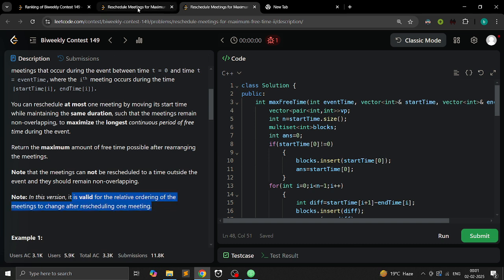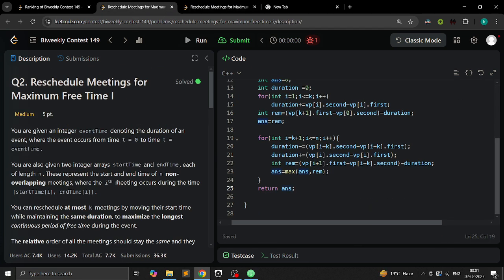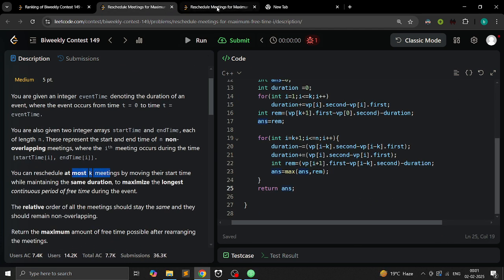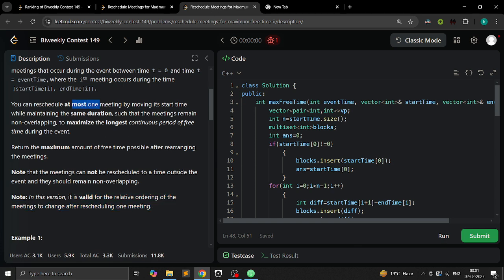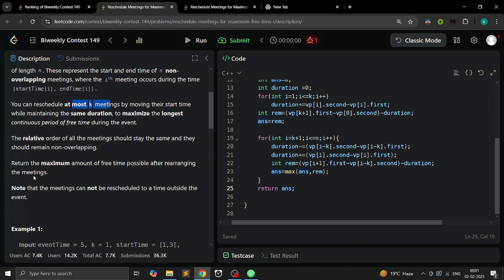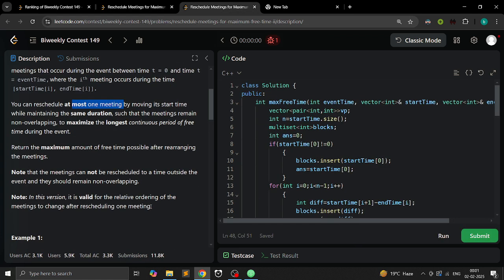If we compare with the previous problem, there we were allowed to change at most k meetings. Here we are allowed to change only one meeting, but the main change is that there the relative order was maintained, but here we need not. The relative order can be changed. So the starting time of one meeting can be changed so that we maximize the free time.